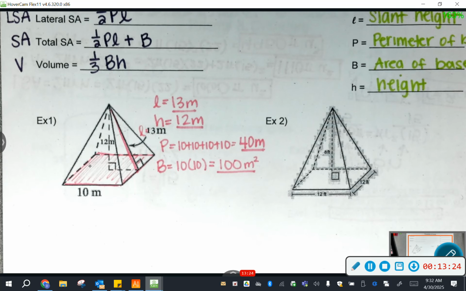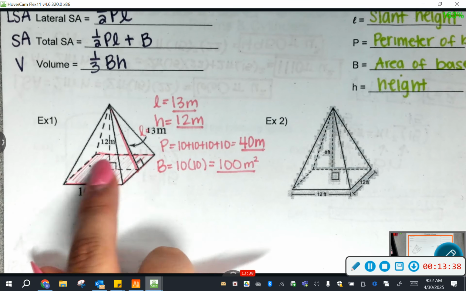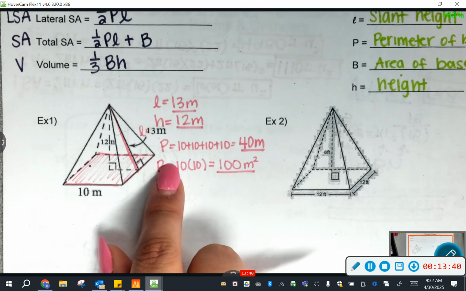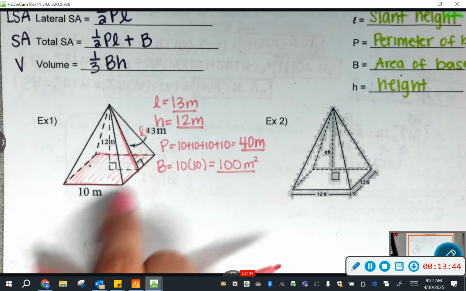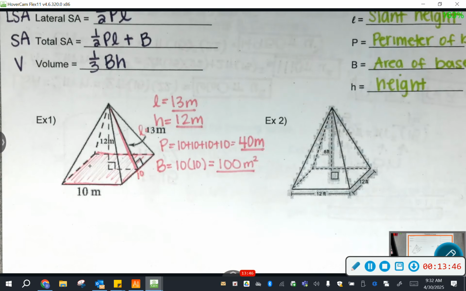What we just did is the hardest part of this. For some of y'all, basic, cool, cake, that means it's easy. For others, you're like, yeah, I don't know how you did P and B, and I'm so confused. Again, P is perimeter, add up all the sides on the bottom. B is your base. What is the area of the bottom? So 10 times 10, because both sides are 10.